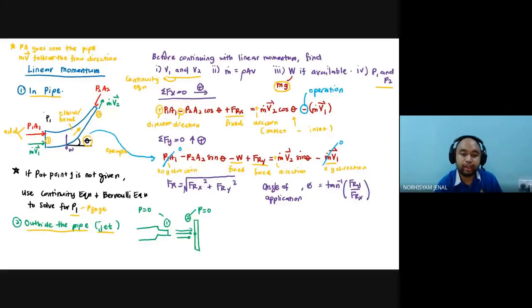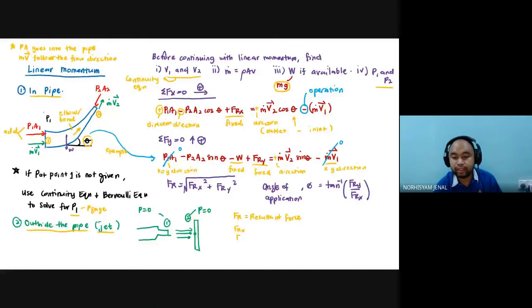So here Fr is equal to the square root of Frx squared plus Fry squared. So remember, Fr is called the resultant force, and then Frx, Fry. This one is in terms of x direction.